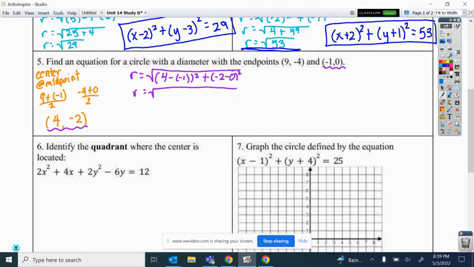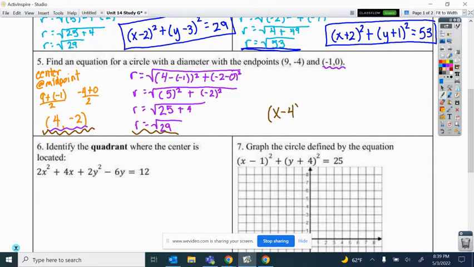So we go ahead and simplify. 4 plus 1 is 5 squared. And then in my other parentheses, that's a -2 squared. So we've got to consider the square root of 25 plus 4. Sounds like our radius value then is the square root of 29. Use these now and put it all together. I've got a center ready. I've got a radius ready. Plug that into our formula. X minus 4 quantity squared plus y plus 2 quantity squared equals, and then the square root of 29 gets squared to be 29.